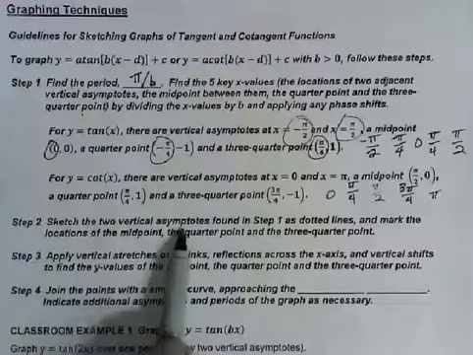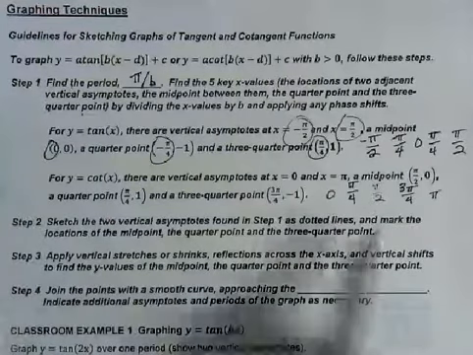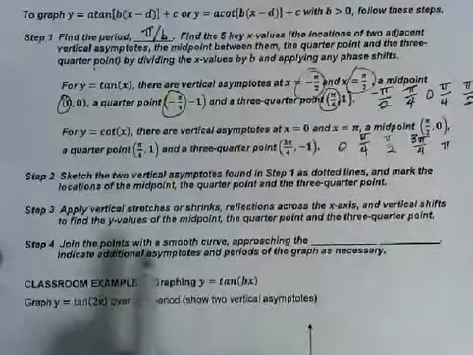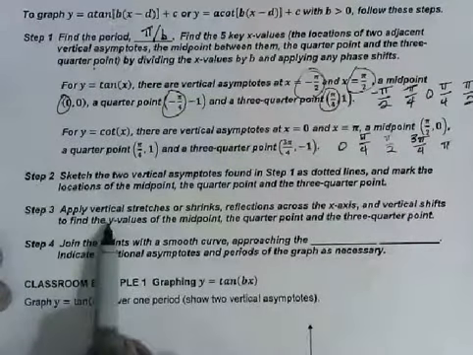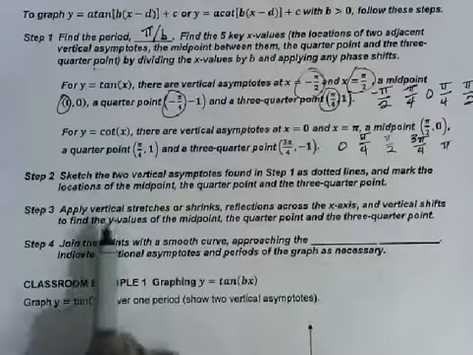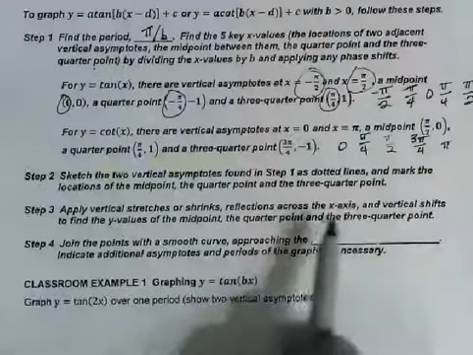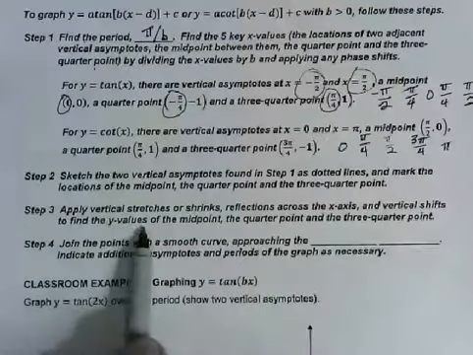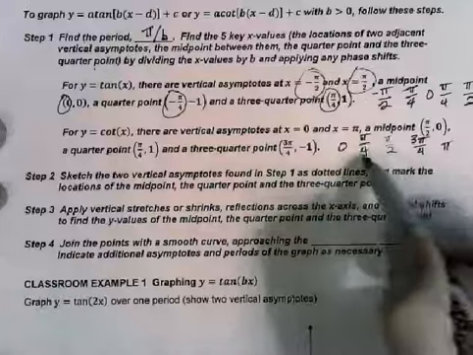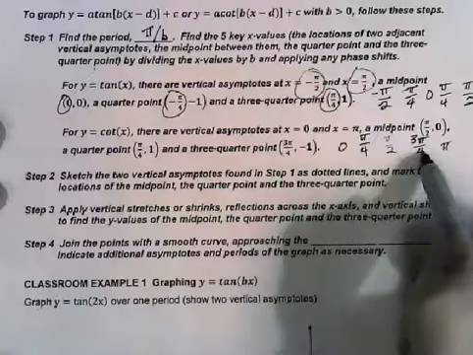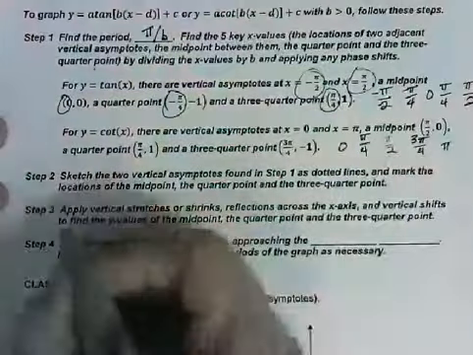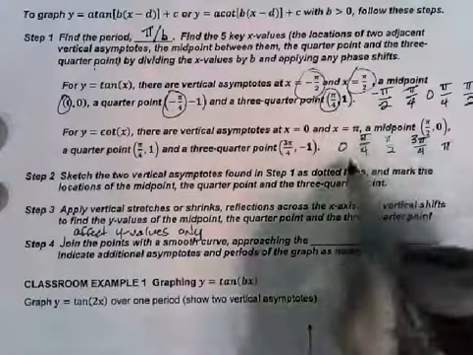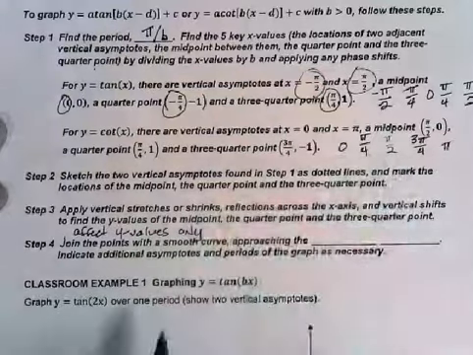From that, we can go ahead and sketch the vertical asymptotes. We can mark the locations of the other 3 points on the x-axis. After that, we want to apply any vertical transformations, so any vertical stretches or shrinks, reflections across the x-axis, or vertical shifts. These are just going to affect the y values of our 3 points, so our midpoint and our quarter point and our 3/4 point. So these things affect only the y values. Our x values are going to be whatever we figured out in step 1.